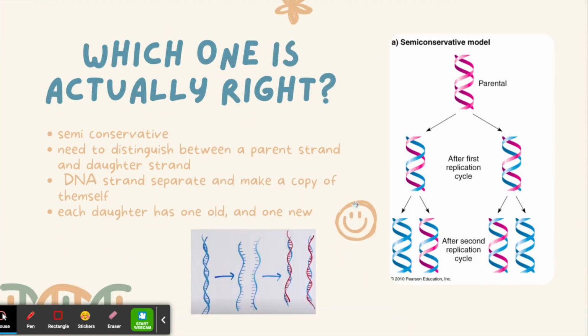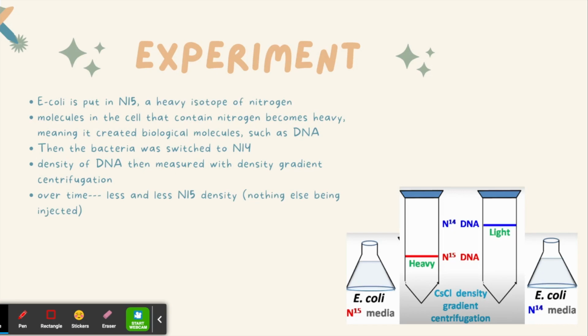So, which one's actually right? The Meselson Stahl experiment proved that the semi-conservative model is actually correct, in that they were able to see that each daughter has one old and one new strand. The goal of the experiment was to prove which of these models was correct.